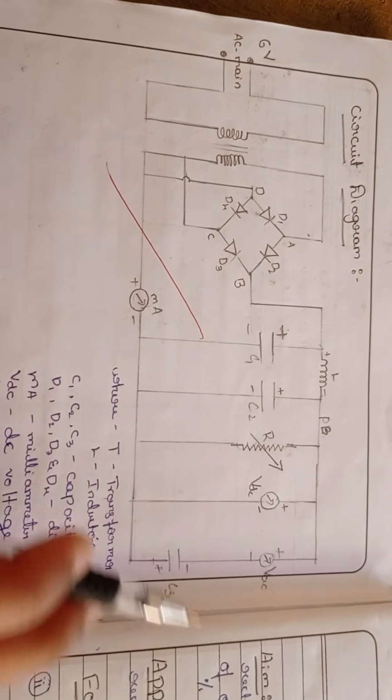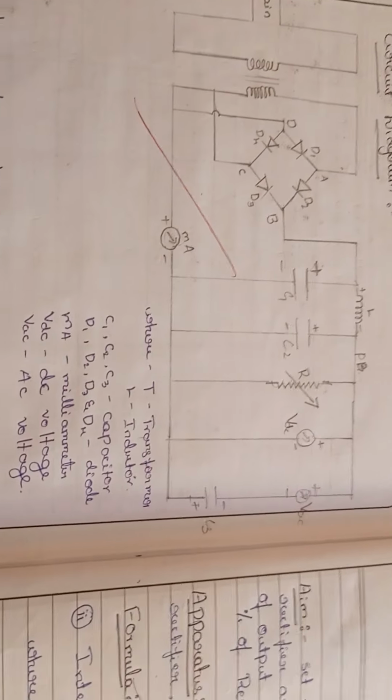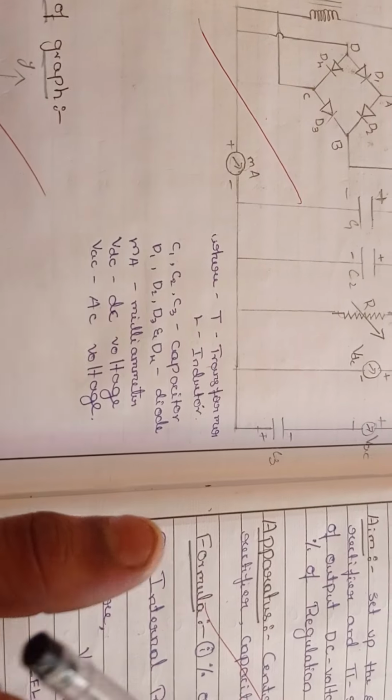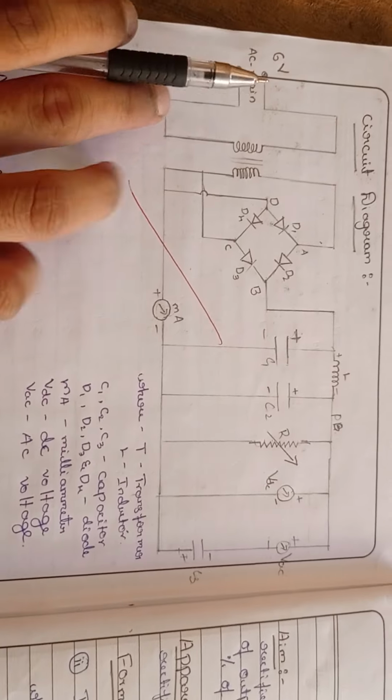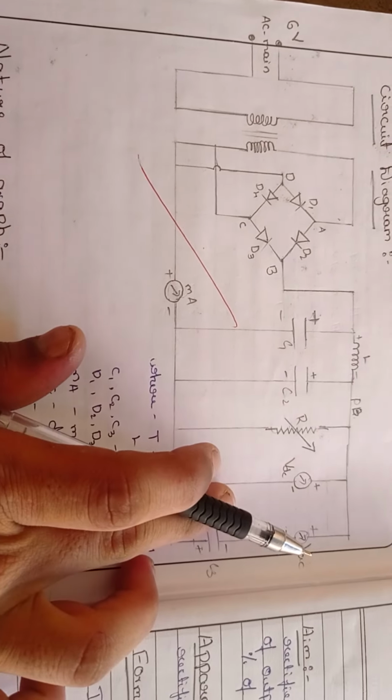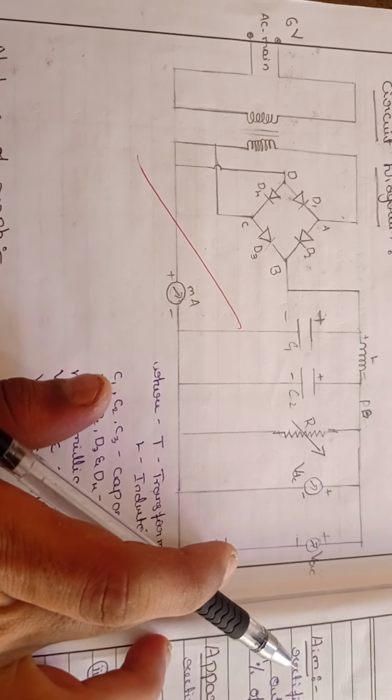This is the battery eliminator. I told first that without using a battery we have to perform the experiment. Why? I will tell you now. Because here we give input as AC, but we get the output as DC only but not AC.